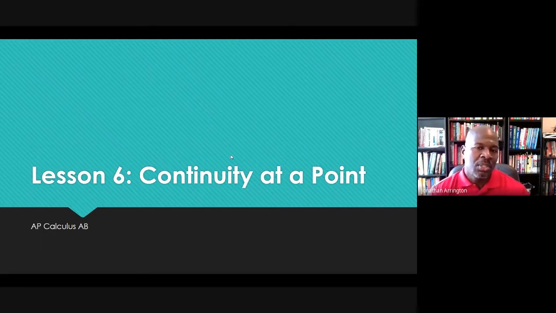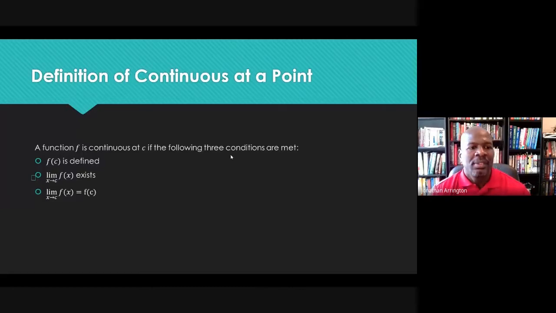So I want to begin by showing you the definition of being continuous at a point. 3 conditions must hold. And so a function f is continuous at c if the following conditions are met. And those conditions are f of c is defined, the limit as x goes to c of f of x exists, and those things must be equal. So those are the 3 conditions to be continuous at a point. So if any of those 3 things do not occur, then you're not continuous at a point.